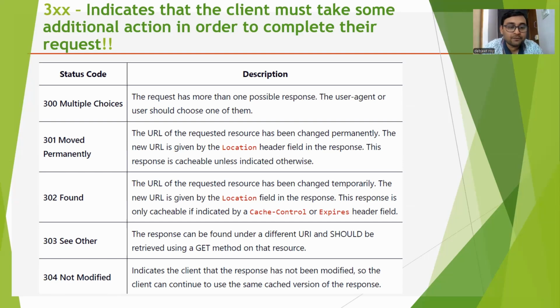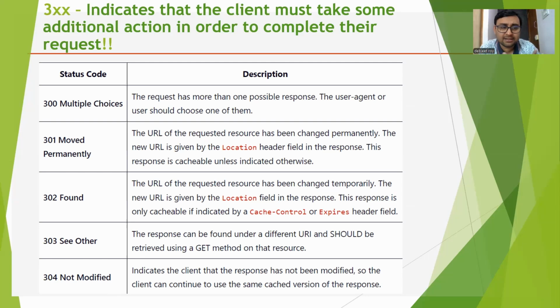Then 304 not modified. It indicates to the client that the response has not been modified yet. So the client can continue to use the same cached version of the response. Whatever response has been coming is the same, it has not changed, and you can continue using it. That is 304 not modified.